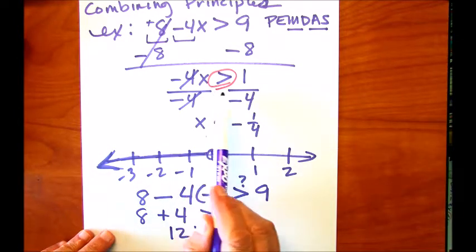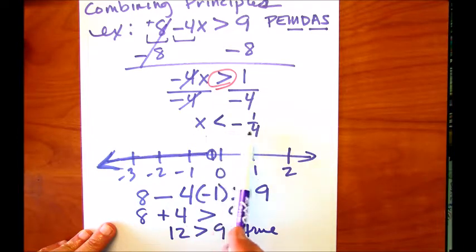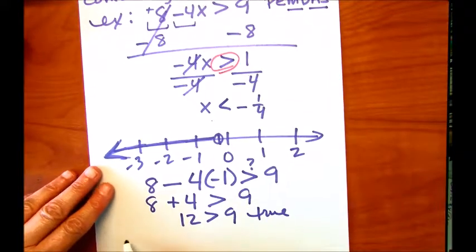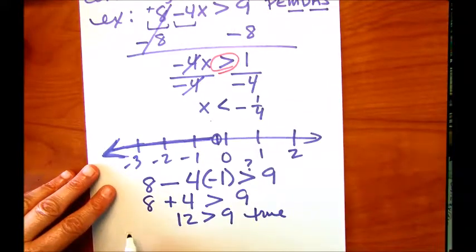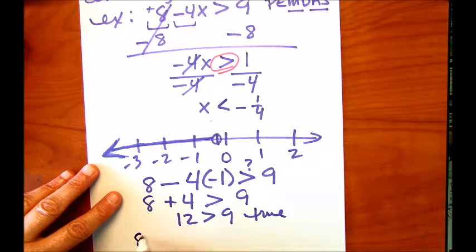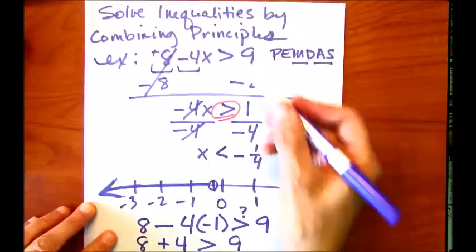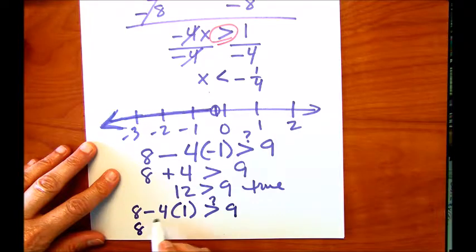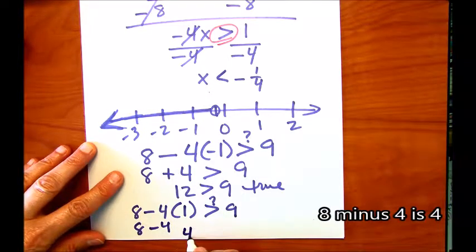So if you didn't reverse it, you would have had x is greater than -1/4. Say you chose 1, and there's no harm in checking. So let's plug in a positive one. So 8 minus 4 times +1, is that greater than 9? Excuse me, yes, greater than 9, because the original one was greater than. So -4 times 1 is -4. 8 minus 4 is 4. Now, is 4 greater than 9?